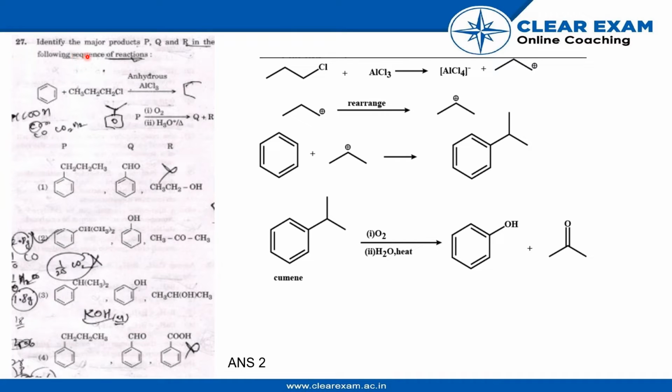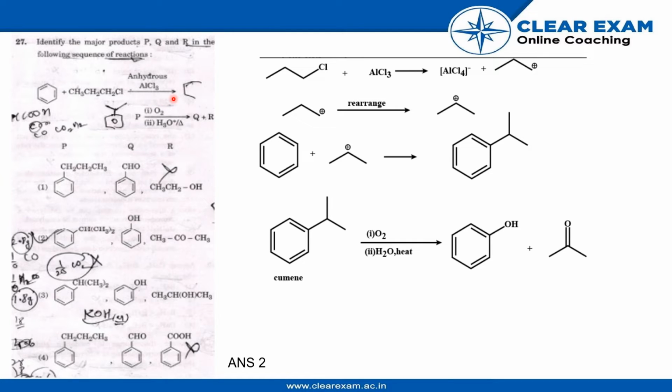So the question is: identify the major products P, Q and R in the following sequence of reactions. So this is the reaction which is given. Here benzene is reacted with CH3CH2CH2Cl, which is the alkyl halide, in the presence of anhydrous AlCl3. As we know, this reaction is a Friedel-Crafts reaction.